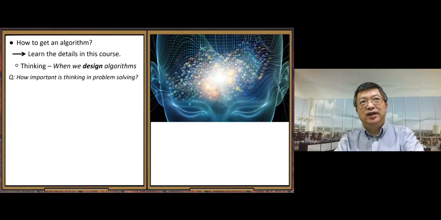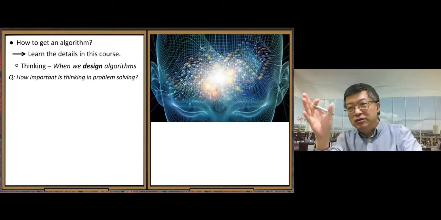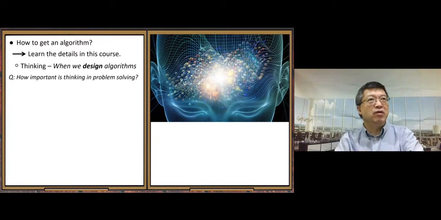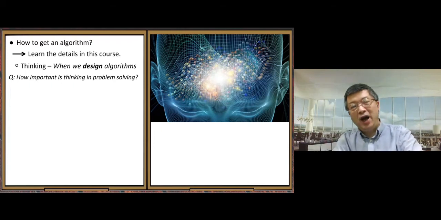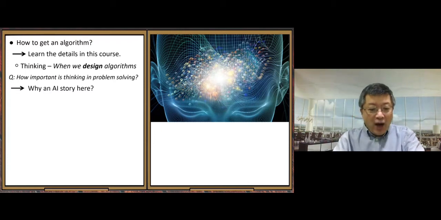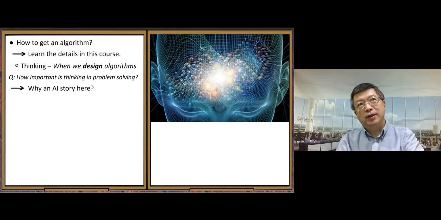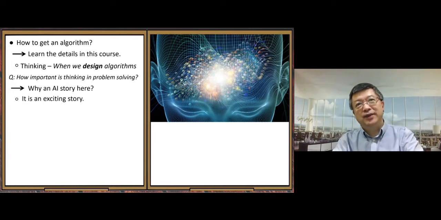Machine tries to do some very intelligent problem solving, similar to what we humans can do, even better than what we can do. That's AI. So why do we use an AI story here? The reason is very simple. Because first, it is an exciting story, AI.